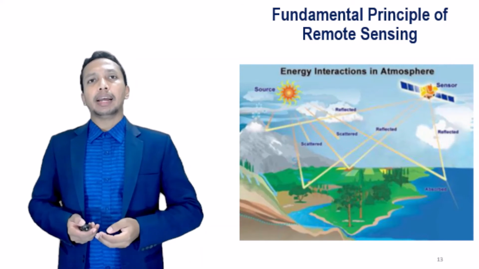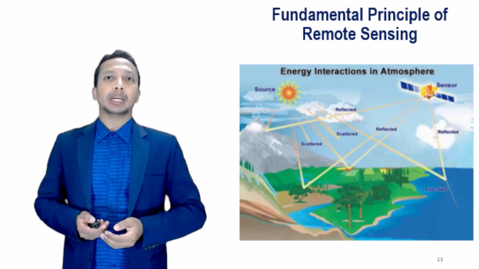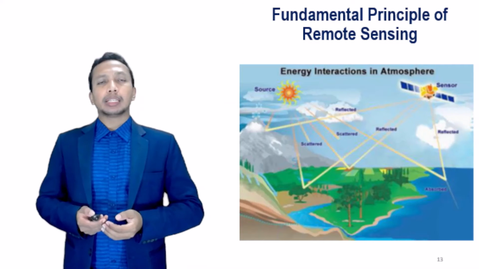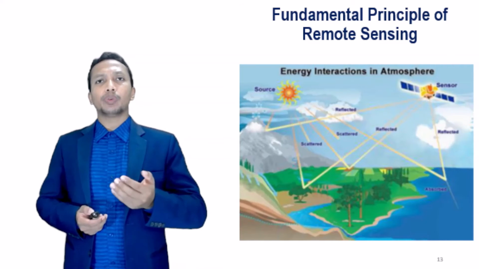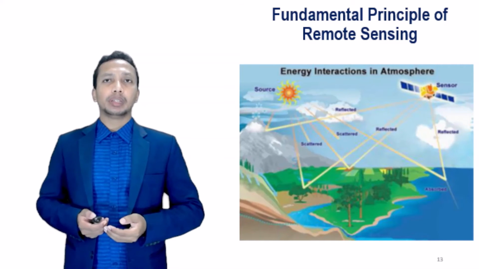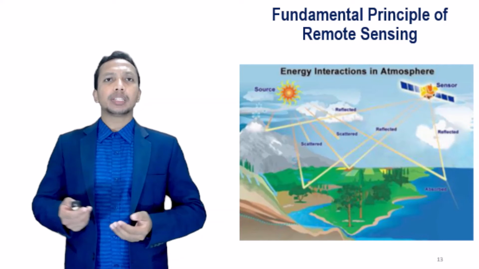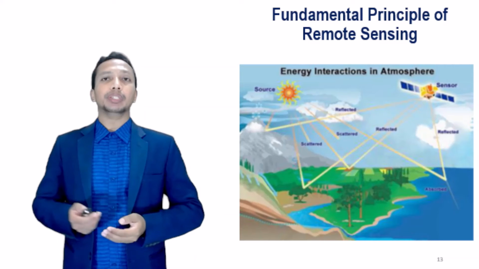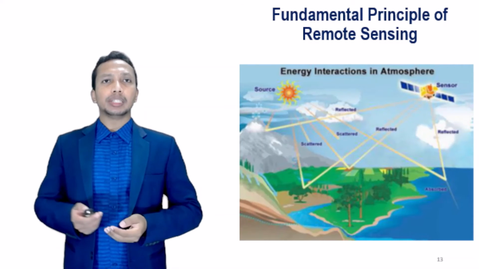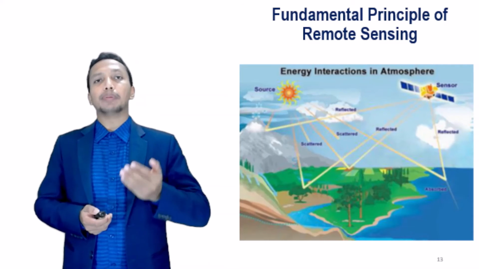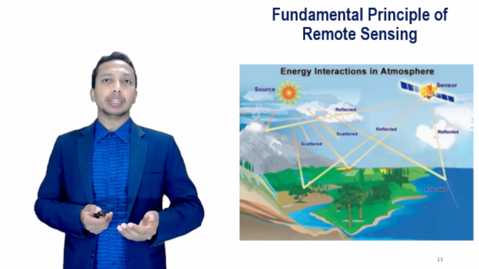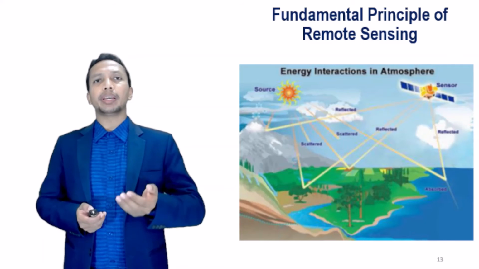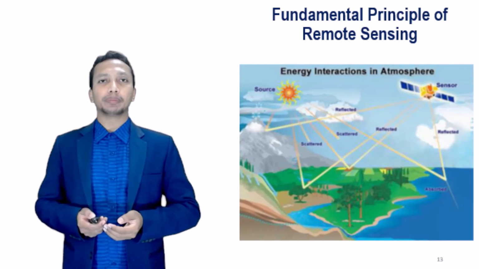Everything in nature has its own unique pattern of reflected, emitted and absorbed radiation. A sensor is used to record reflected or emitted energy from the surface. This recorded energy is then transmitted to the user and is processed to form an image, which is then analyzed to extract information about the target. Finally, the information extracted is applied to assist in decision making for solving a particular problem.